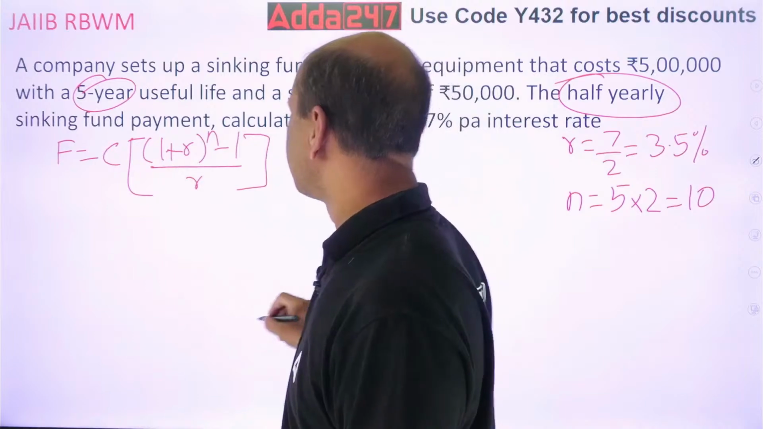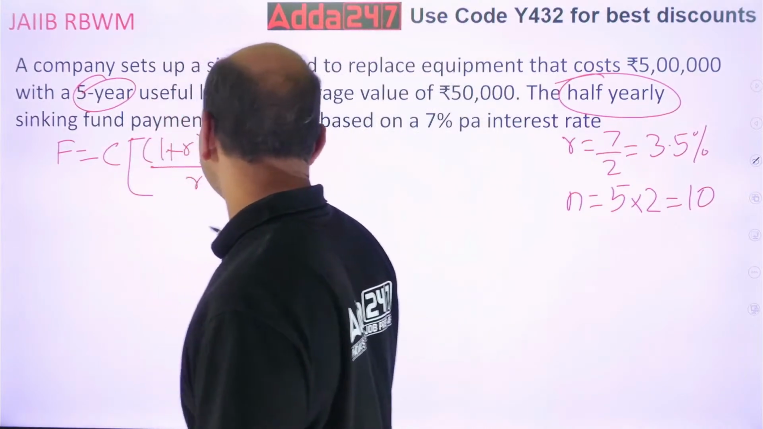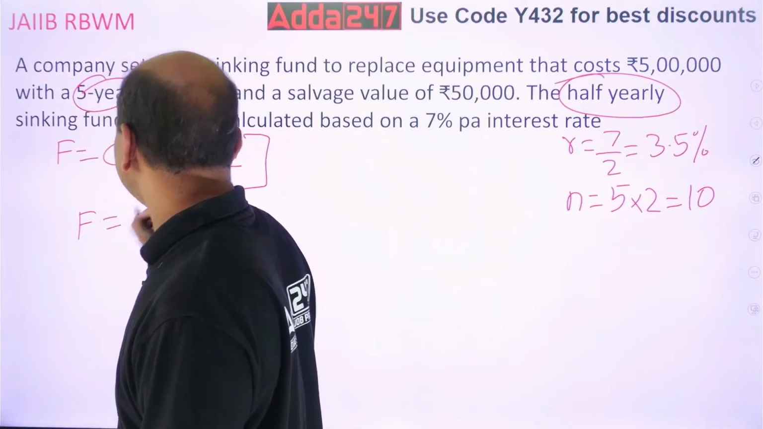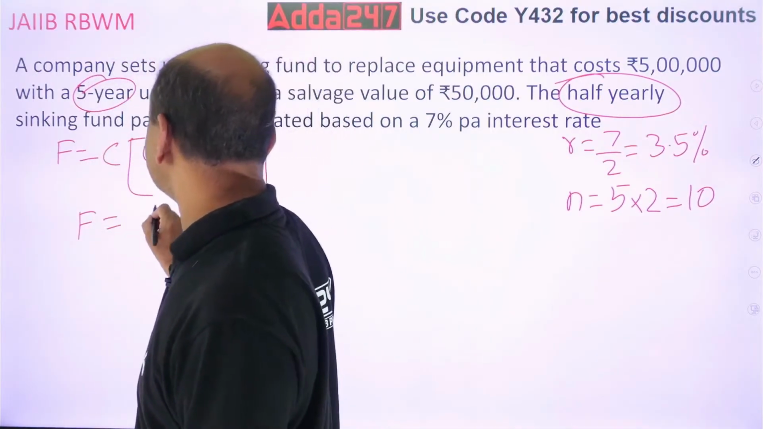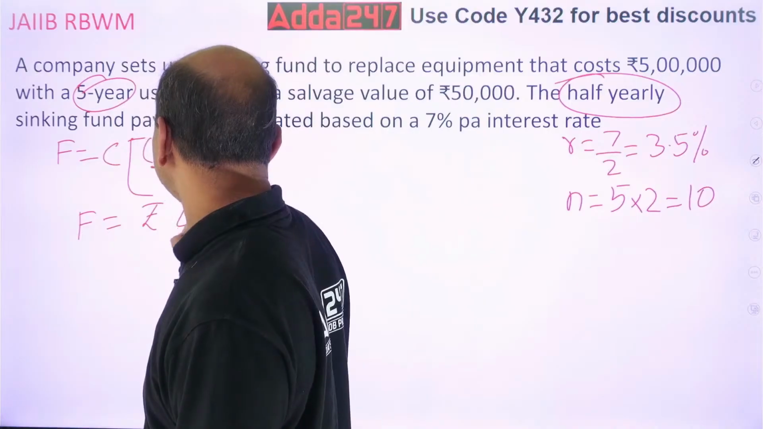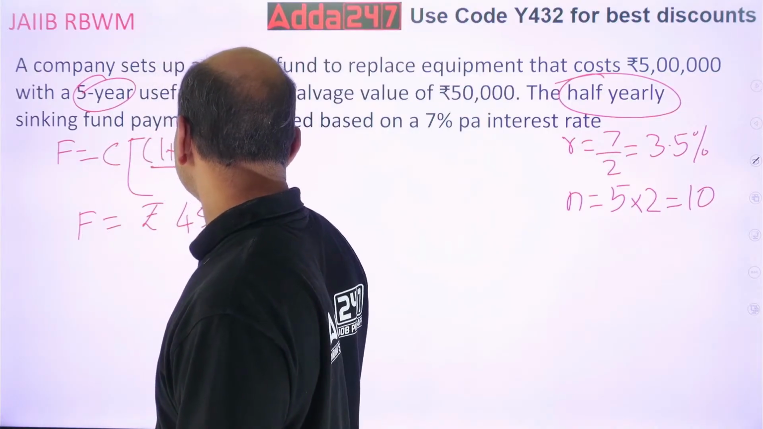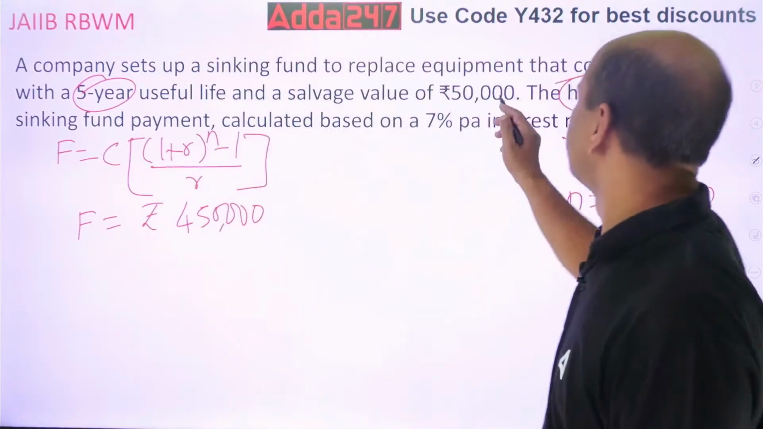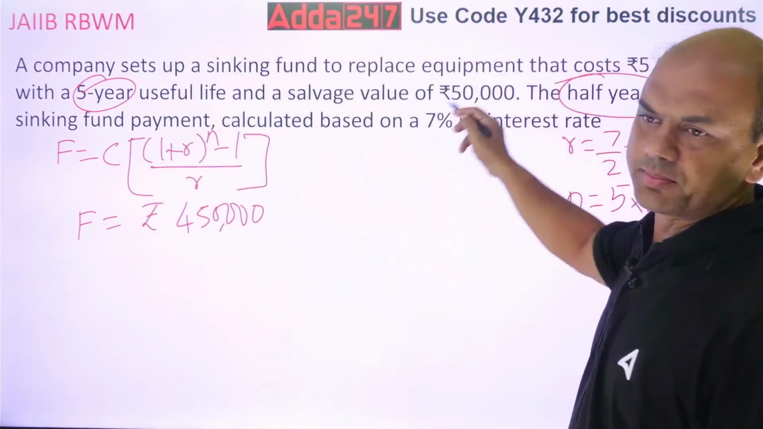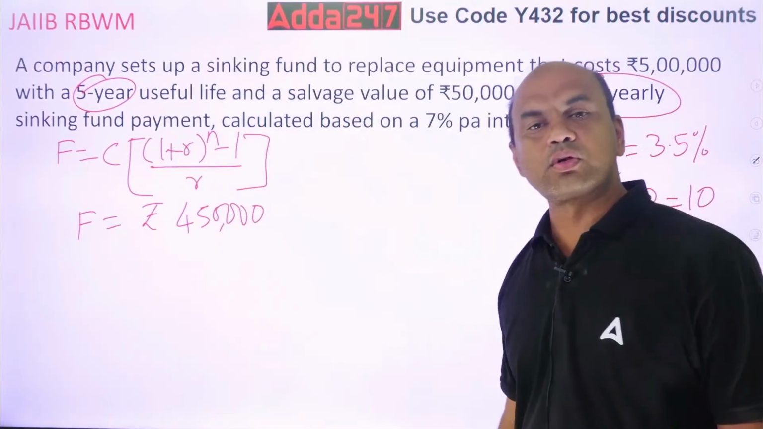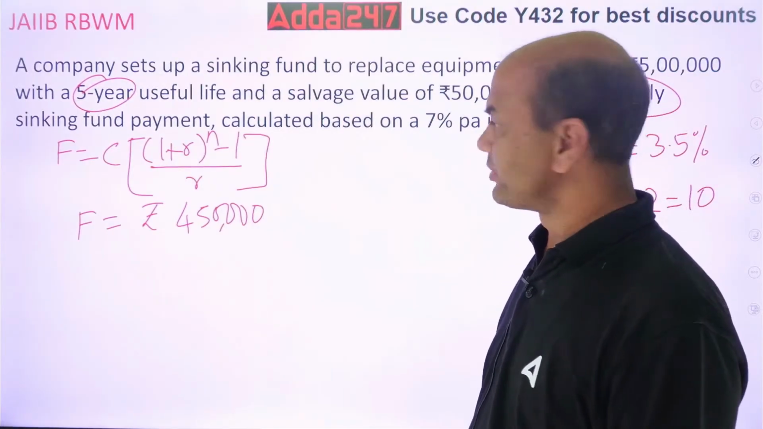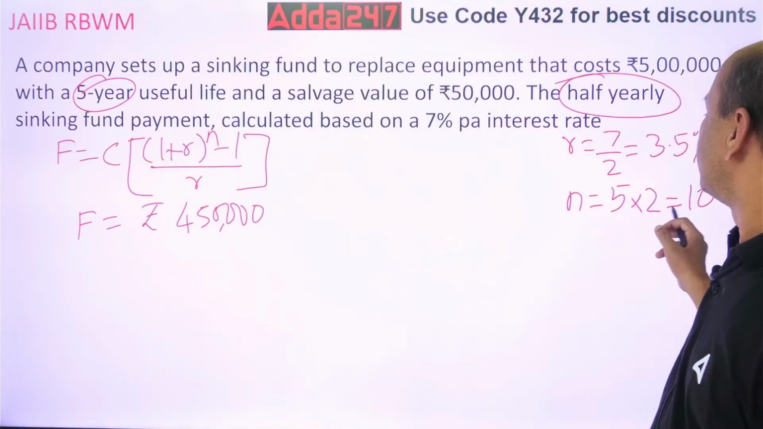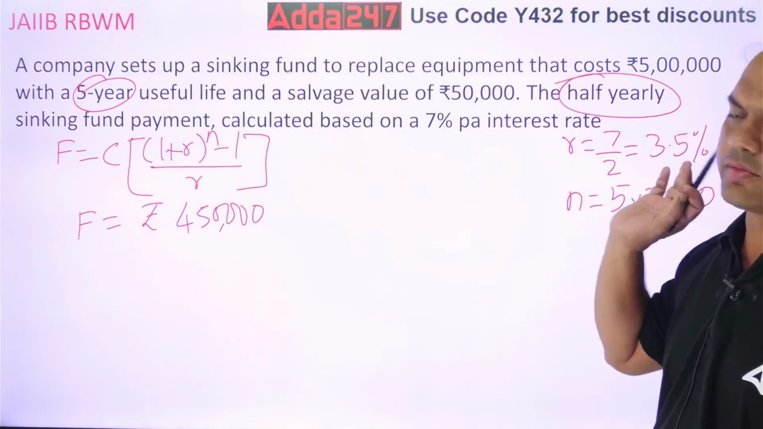F equals 5 lakh minus 50,000, so rupees 4,50,000. Getting this, everyone? 50,000 over here, 5 lakh over here. Subtract it and you will get 4,50,000. R I have already written as 3.5. N I have already written. C is what you will have to find out.